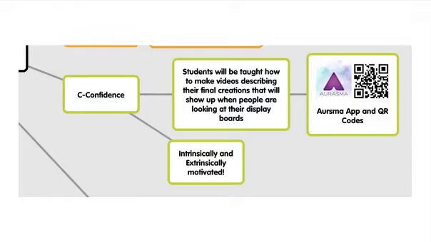For the next slide, C stands for confidence. Besides getting students confident about what their invention actually is, the ones that they'll be creating in the house, they're also going to be taught about Aurasma and QR codes. So students would learn how to make these videos describing their final creations that would show up when people are looking at their display boards. So it would just go into the specifics of their house.